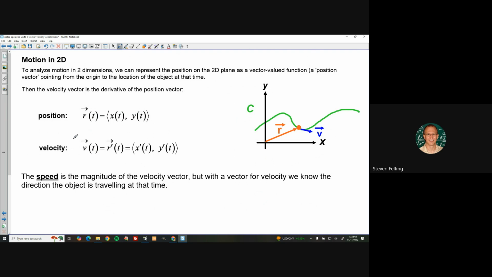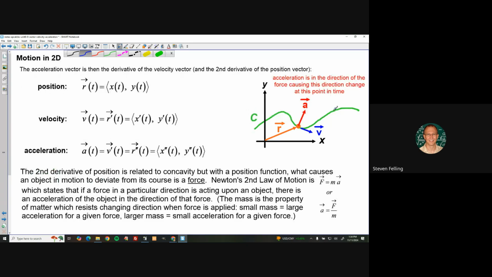If we take the derivative of that, that will give us the velocity. And then the speed, that is defined as the magnitude of the velocity vector, right? But with a vector, we now know not only the speed, how fast the object's moving, but we know the exact direction at every point in time. So we can plug in a particular time, find the direction and speed at every location on the path, which is really, really powerful.